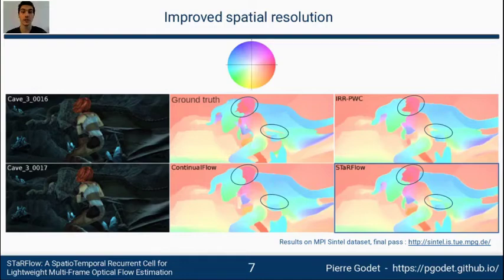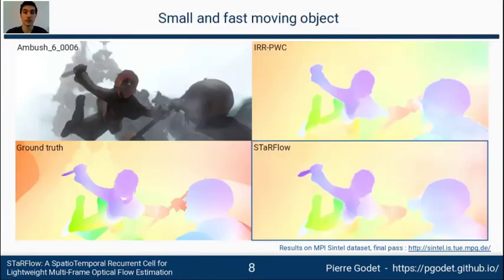Second, we can see that STaRFlow provides a better estimation on fine spatial structures like on the hair or on thin objects, compared to both related methods. This shows more specifically that STaRFlow can estimate the motion of small and fast-moving objects. While the two-frame method based on a very similar architecture, IRIPWC, fails to estimate the motions of the knife, STaRFlow provides a very good estimation.